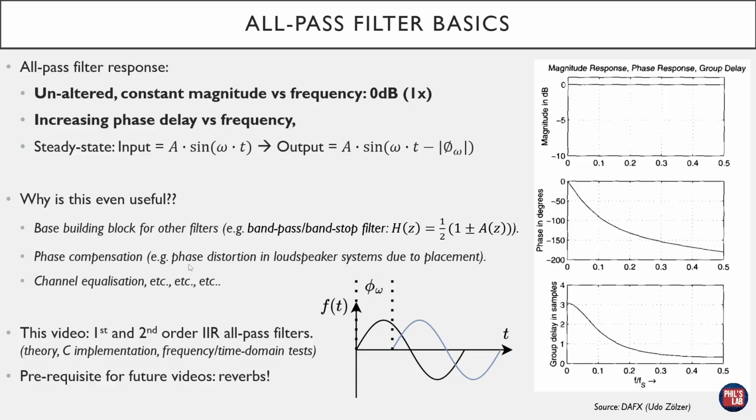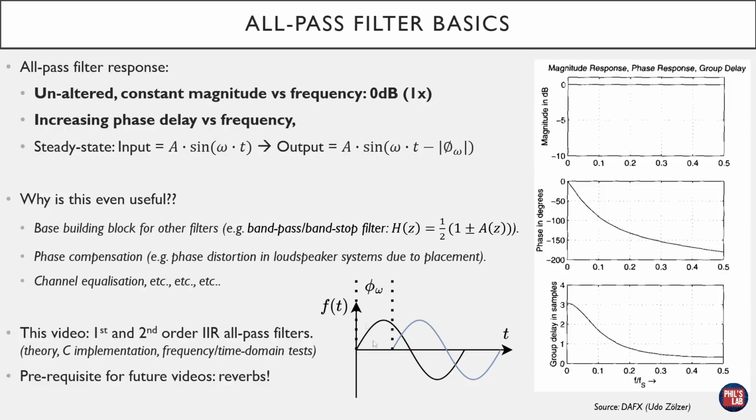In addition, all-pass filters are used for phase compensation, for instance, to minimize phase distortion in loudspeaker systems. If you have a surround or stereo loudspeaker system in place and you want to correct the phase distortions due to differing placements and differing distances and phase delays to a receiver or to a listener. All-pass filters can also be used for channel equalization. If you want to correct specific phase shifts, you can do that with all-pass filters without affecting the magnitude response, at least at steady state.